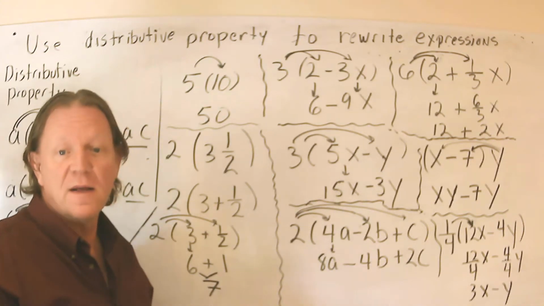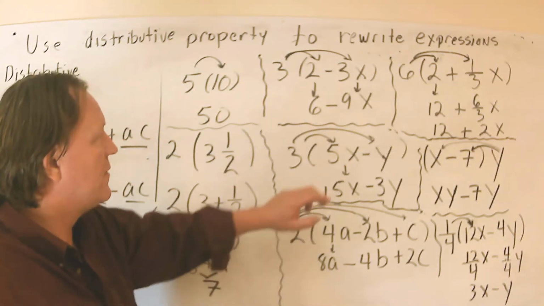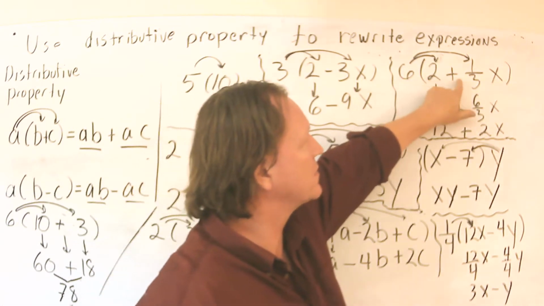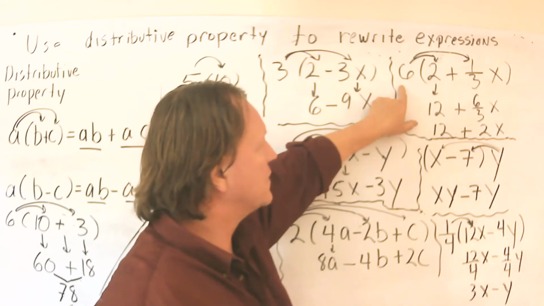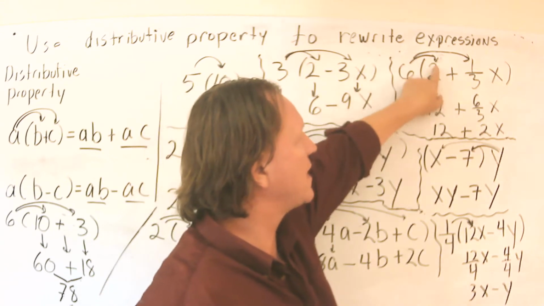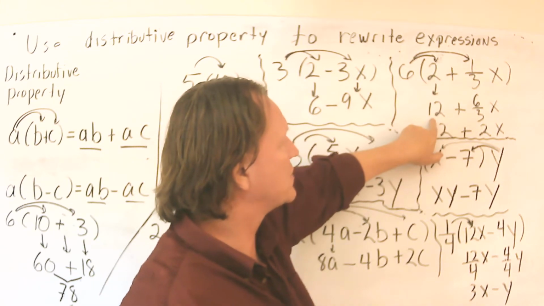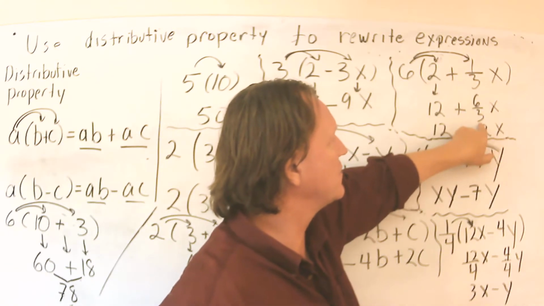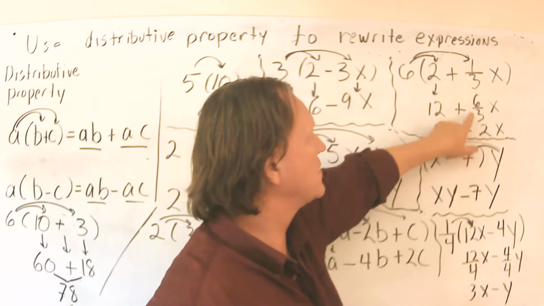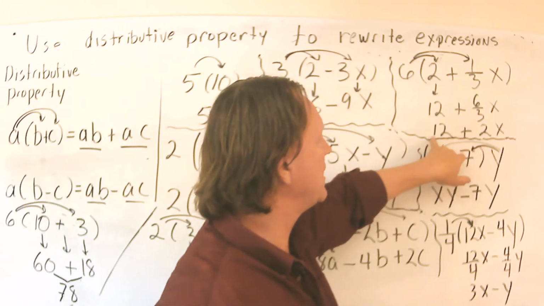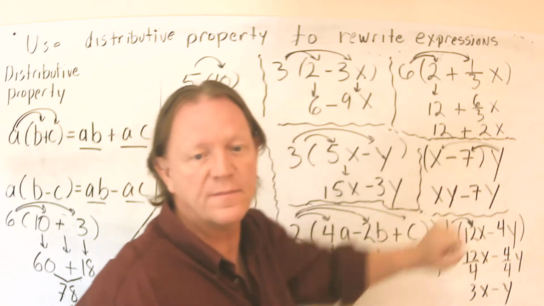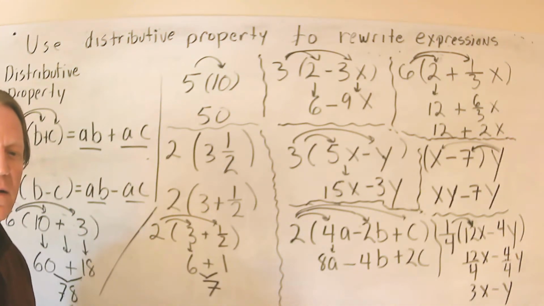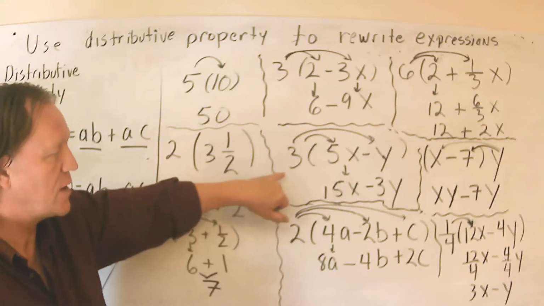Okay. Let's look at another example. We're going to distribute this 6 to the 2 plus 1/3 x, this value, so that means we'll multiply 6 times 2, and that will give us 12. We'll multiply 6 times 1/3, which is 6/3 x, and 6/3 will simplify to 2, so we end up with 12 plus 2x.